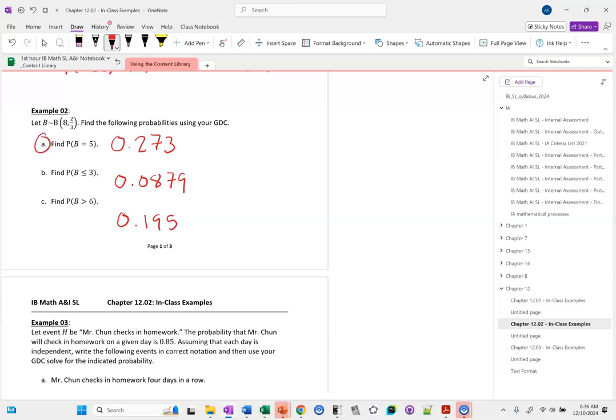Well, the first one is a PDF because it's equals. The second one is a CDF because it's less than or equal to. The third one, you'll have to be a little bit clever about how you want to conceptualize that because the way it's currently written, you can't do it as either a CDF or a PDF because it's a greater than.